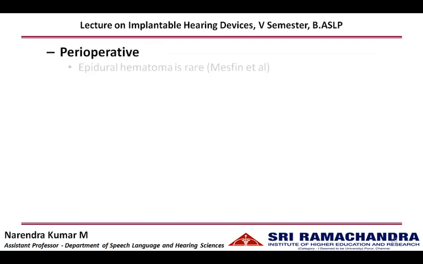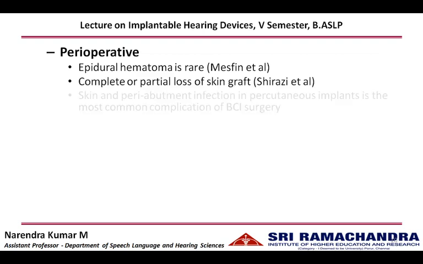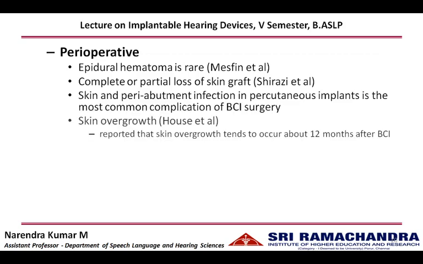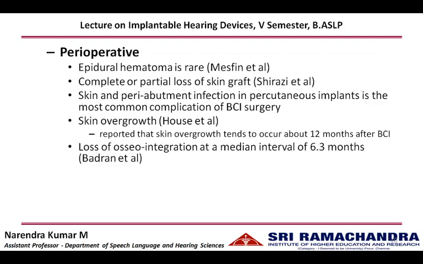Perioperatively, there can be epidural hematoma. There can be complete or partial loss of skin graft at the site of implantation. The infection on the skin or closer to the abutment region is more common in percutaneous implants. There can be excessive skin growth. The skin overgrowth tends to occur about 12 months after implantation surgery. There can be loss of osseointegration around 6.3 months after surgery.